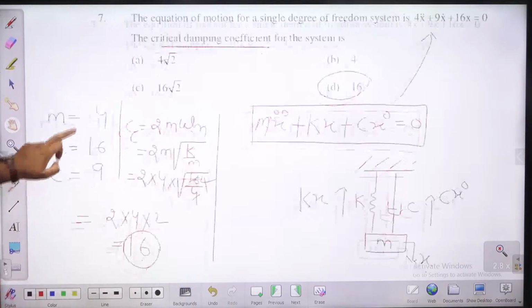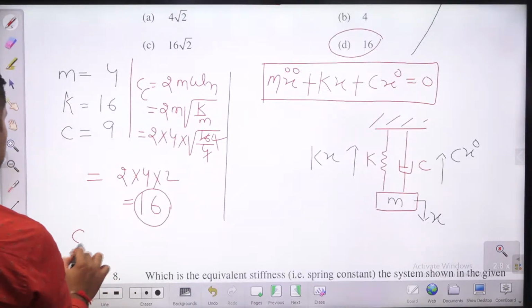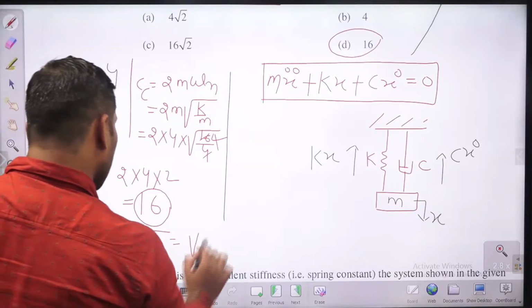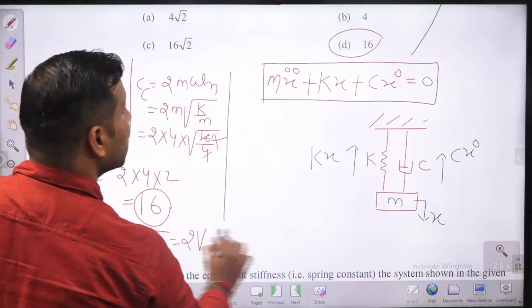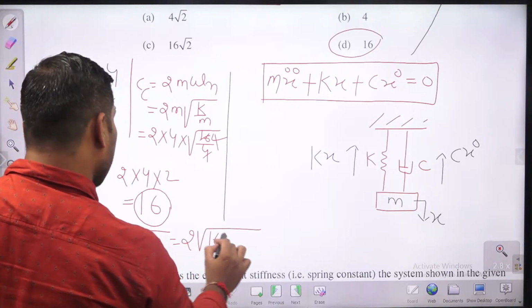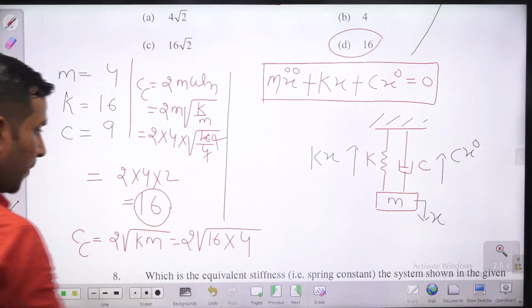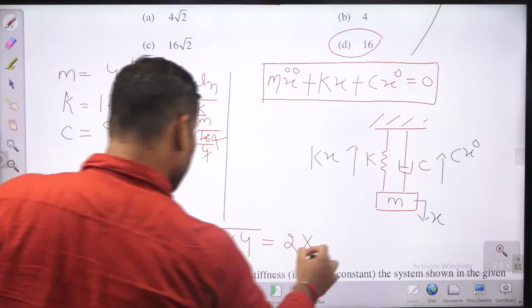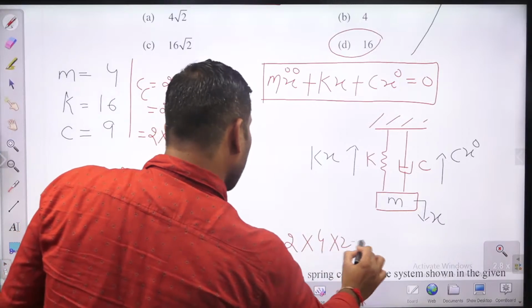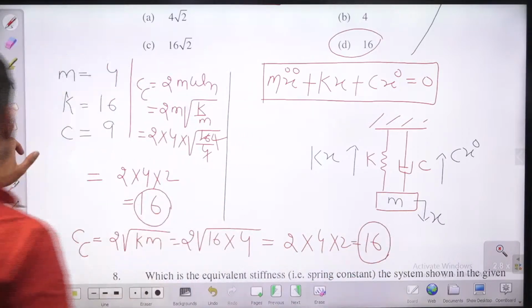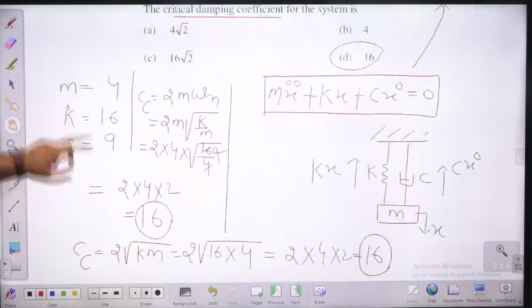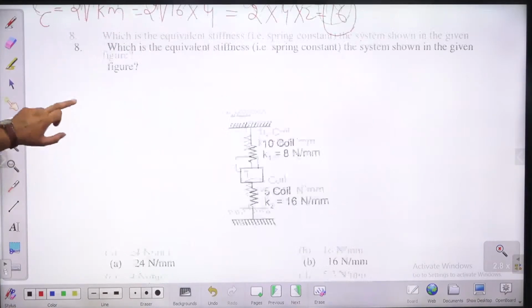Very clear. Cc equal to 2 under root km. Actually, k is given to us 16, but mass is what? Mass is 4. How much is the mass, children? It is 4. So that mistake we made earlier. So this is 4 into 2, so you will get 16. I hope this question is very much clear. D is the right answer for this question. Next question in front of you guys.